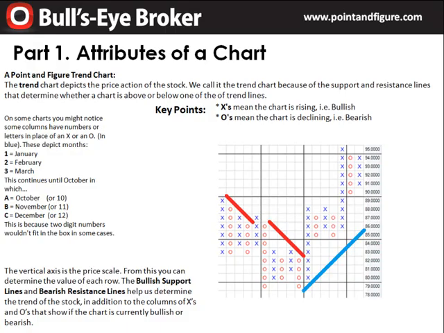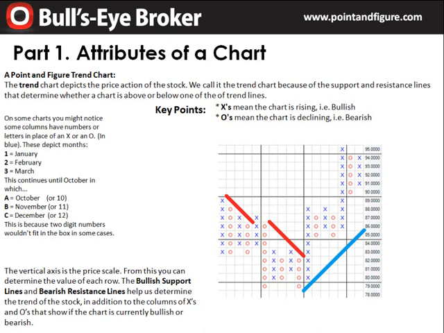Some of the key points to look at on the chart: you'll notice that there are X's and O's. An X represents that the chart is rising, which would be a bullish trend. An O represents that the chart is declining, which would represent a bearish trend. You'll also notice that some of the columns have numbers or letters in place of an X and O. What the numbers depict are months. 1 is January, 2 is February, and 3 is March. This continues until October, which is A for October, B for November, C for December. This is because 2-digit numbers won't fit in the box.